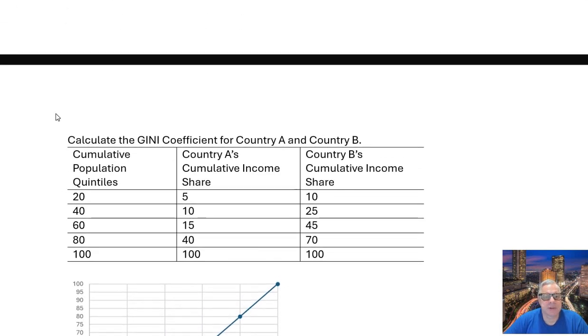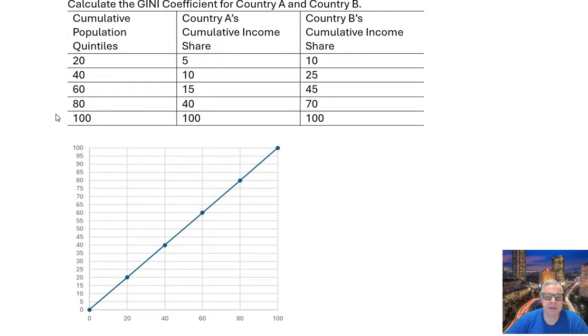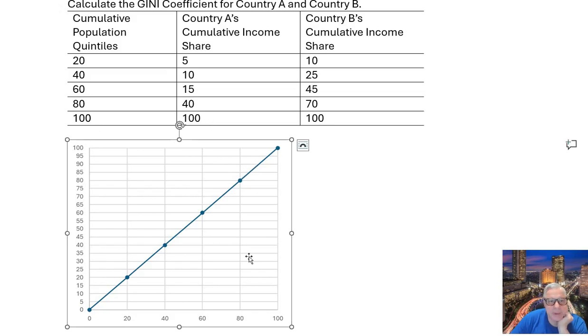Okay, so in these final two questions we need to calculate the Gini coefficient, and I have already prepared something here so we don't have to draw the equal income line. So this one is already given. Now we have two countries. Let's start with country A.